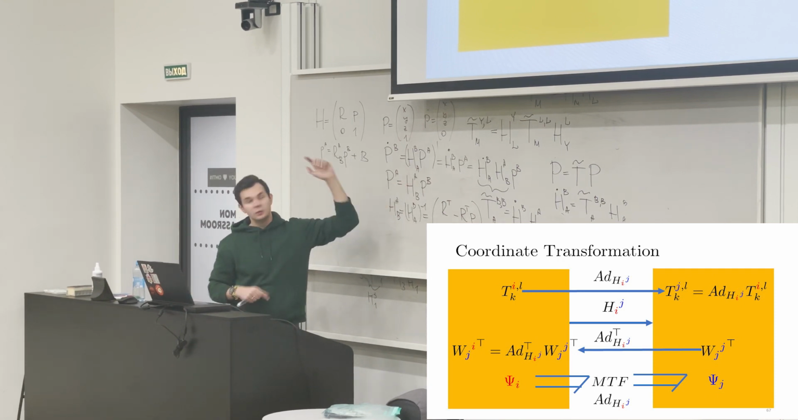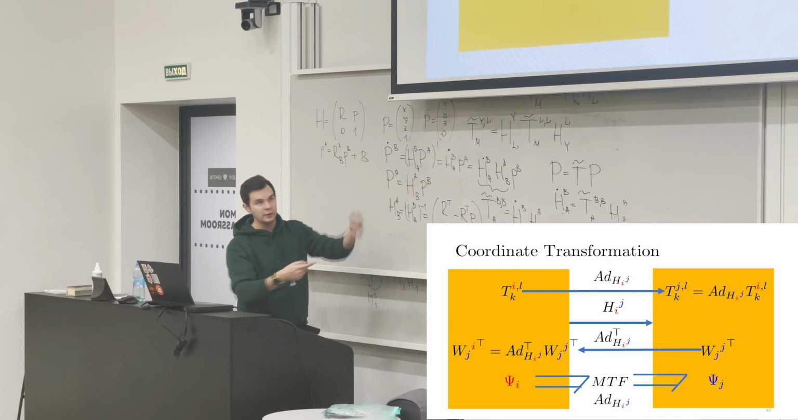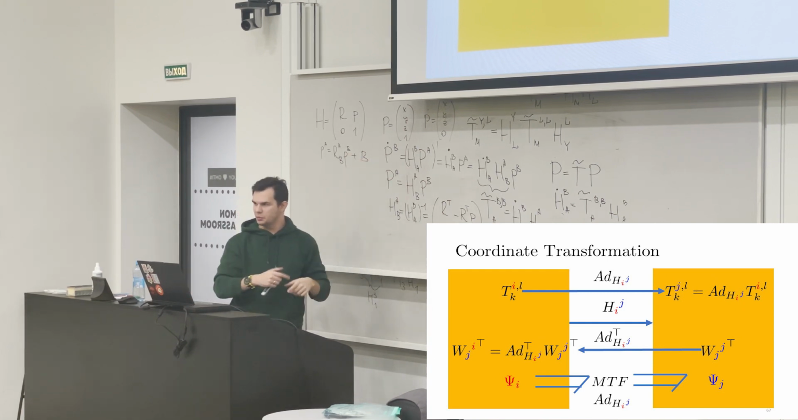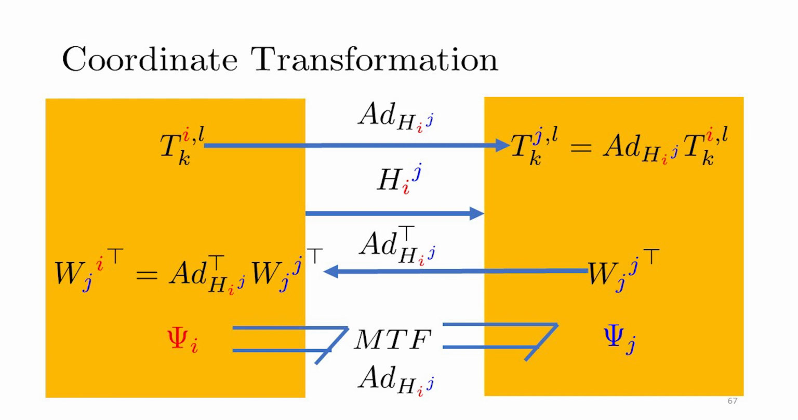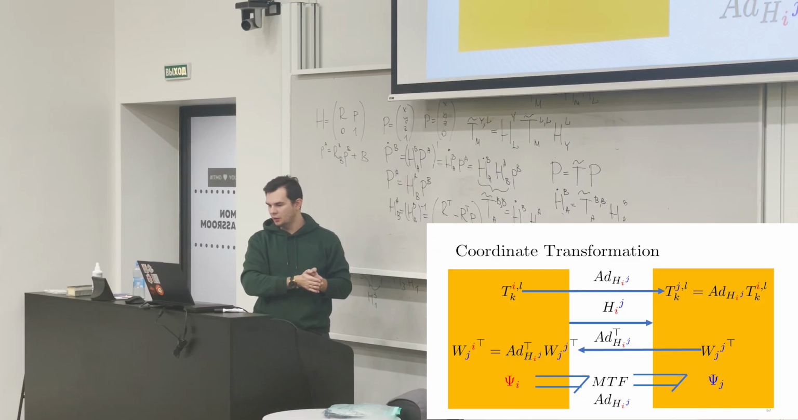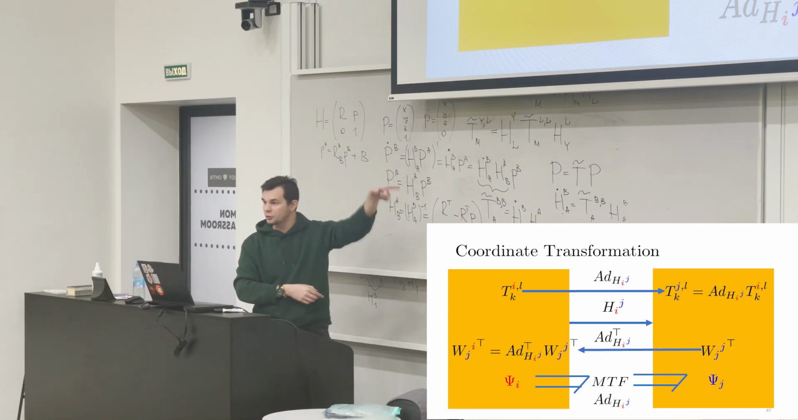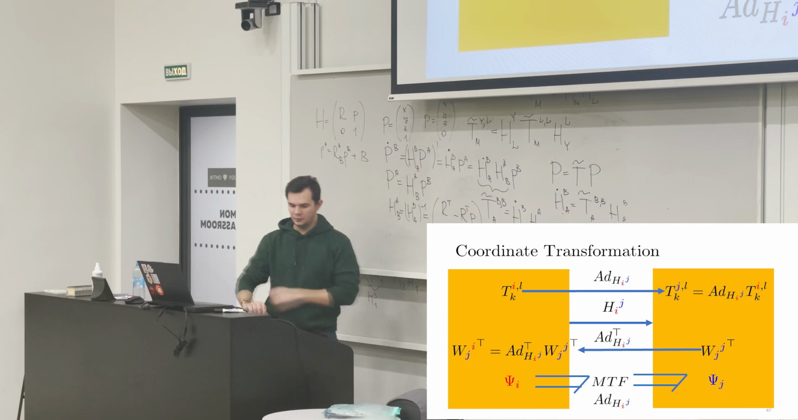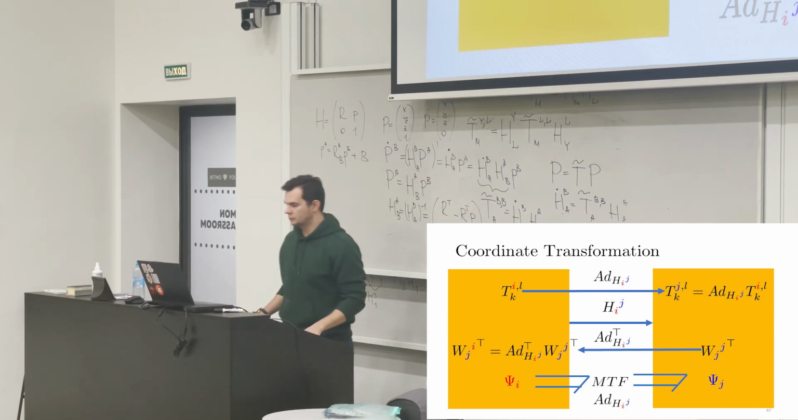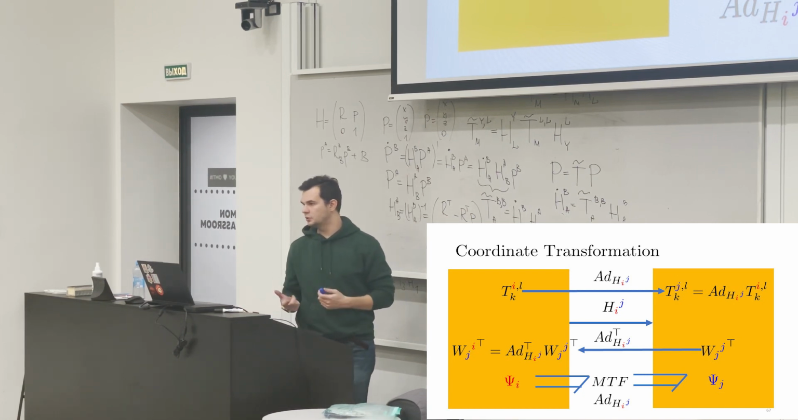For the twist, in order to go from one frame into another frame, we use the adjoint. For the wrenches, it is the transpose adjoint. And in bond graph, in order to go from one frame into another frame, we use a modulated transformer. Modulated because the coefficient or adjoint is not a constant, but a function that depends on joint configuration.